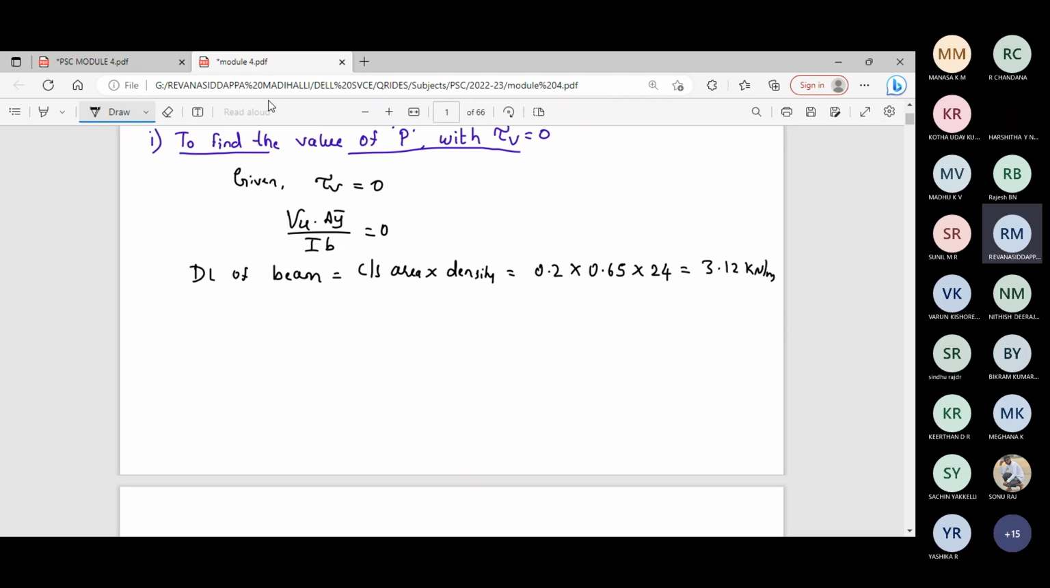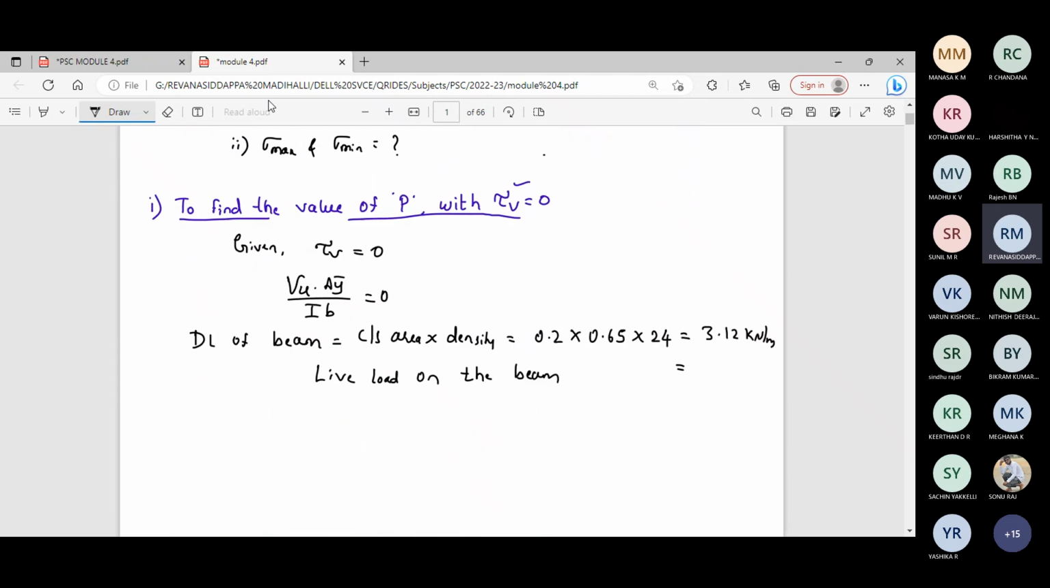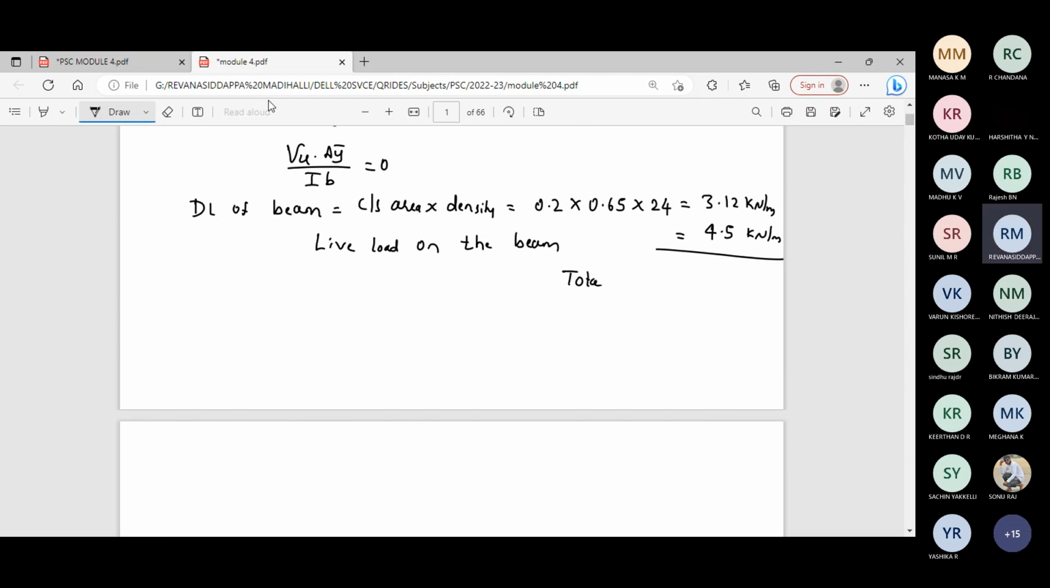And the live load on the beam is given in the problem only. How much is it given? 4.5 kilonewton per meter. Now you can calculate the total load. Total UDL is equal to 3.12 plus 4.5. How much is it? It is 7.62.